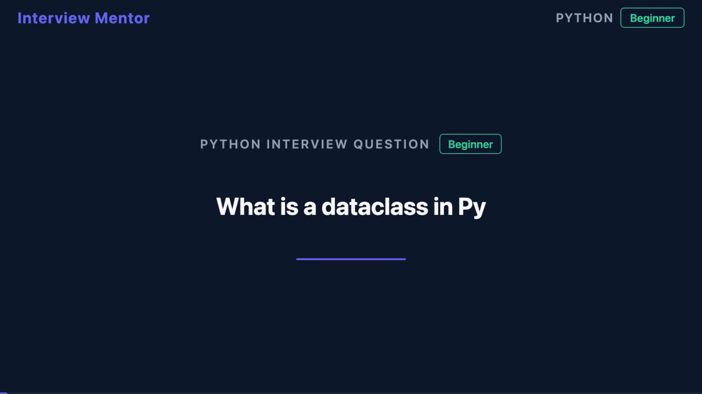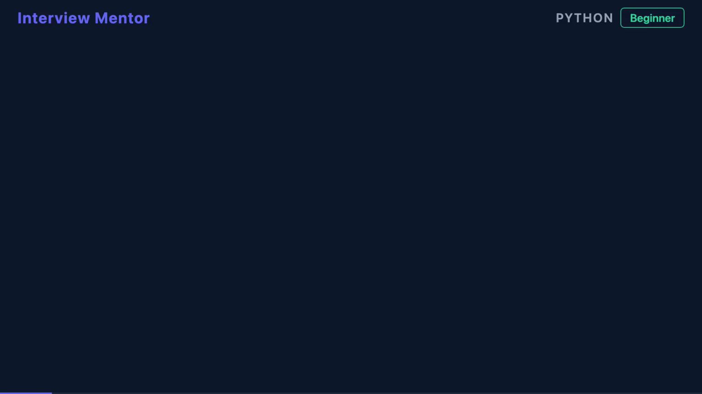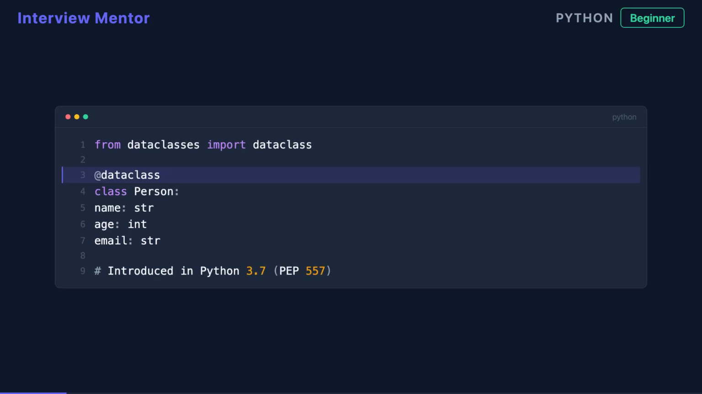If you've ever written a Python class just to store some data, you've probably spent more time writing dunder methods than actual logic. There's a better way. A data class is a decorator introduced in Python 3.7 that automatically generates boilerplate code for classes primarily used to store data. Just add the @dataclass decorator above your class definition, and Python handles the rest. It's part of the standard library, so no external dependencies needed.